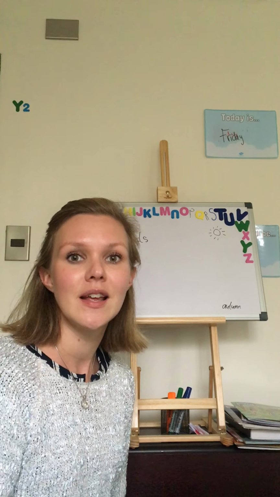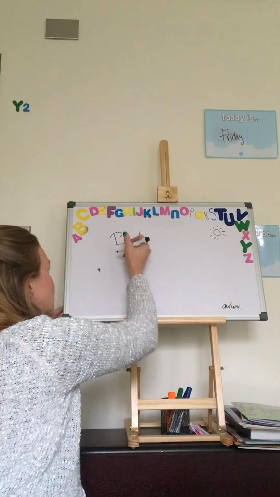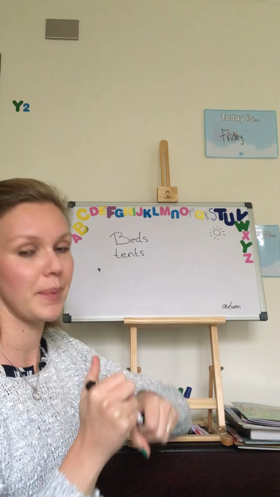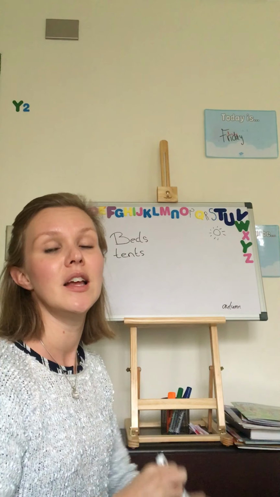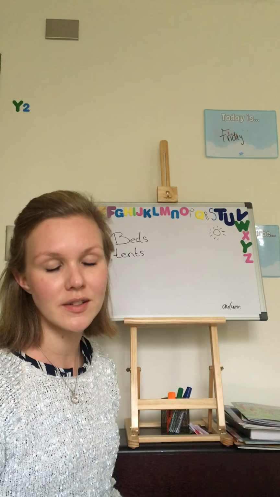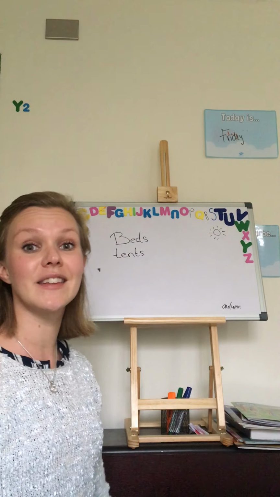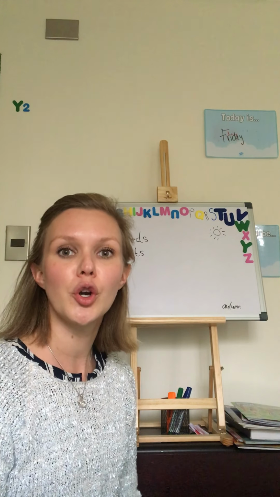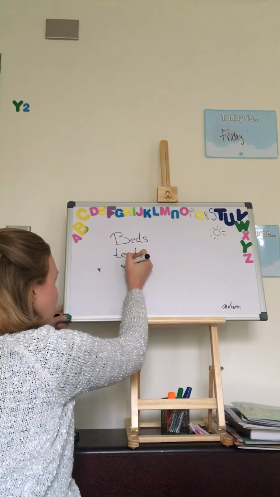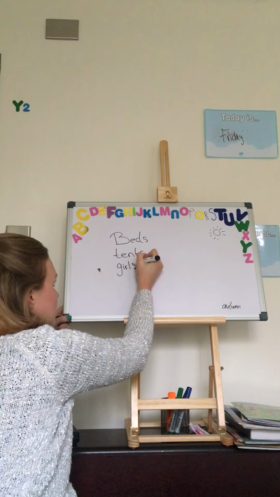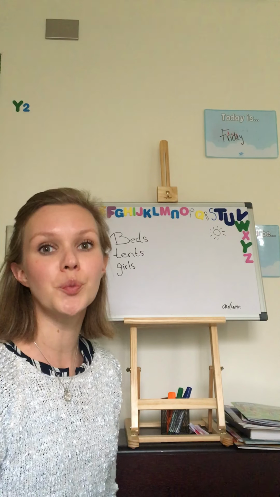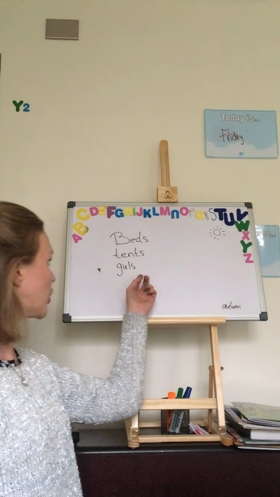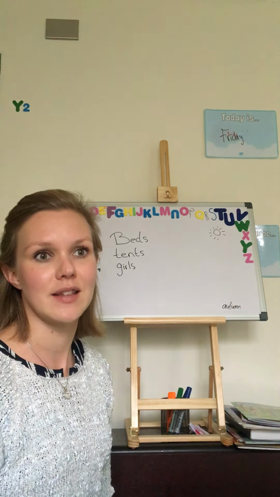The next word is tents. Tents. So when you go camping, for example, you can sleep in a tent. But on a campsite, sometimes you can see more tents. More than one. Tents. Okay, the next word is girls. Girls. So, for example, in the classroom, we have more girls than boys, correct? Girls with an S at the end.